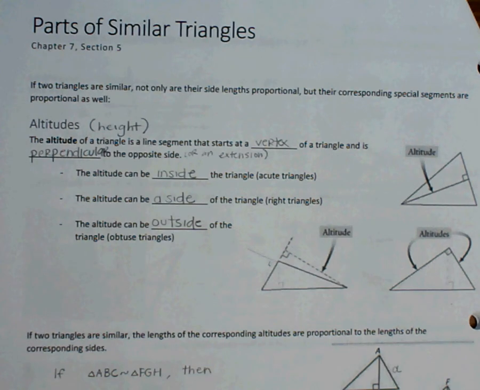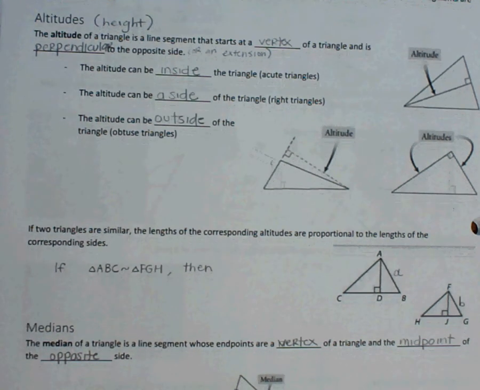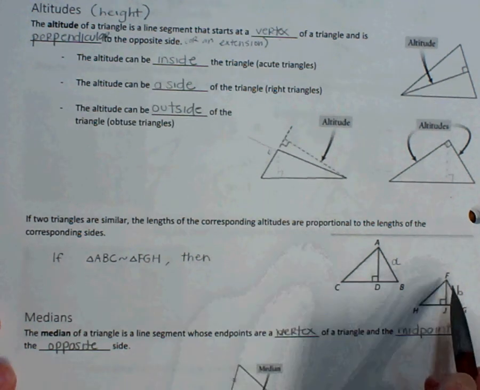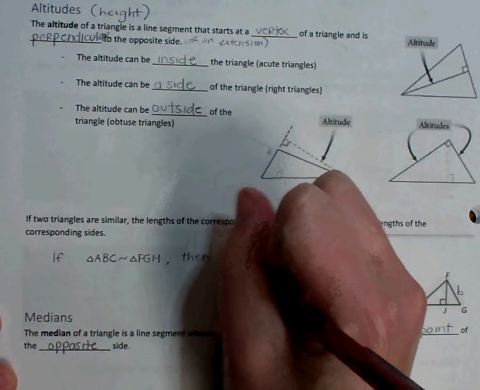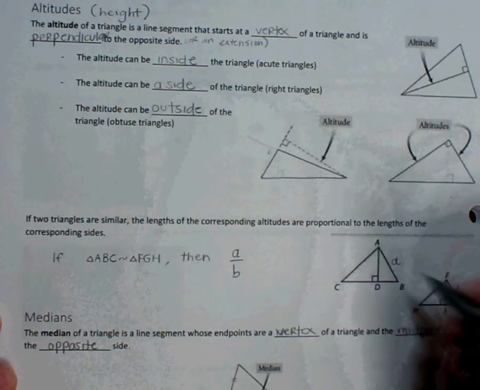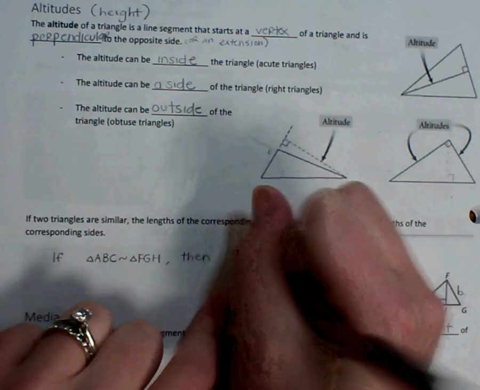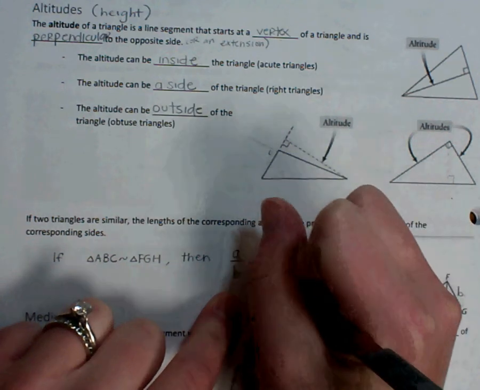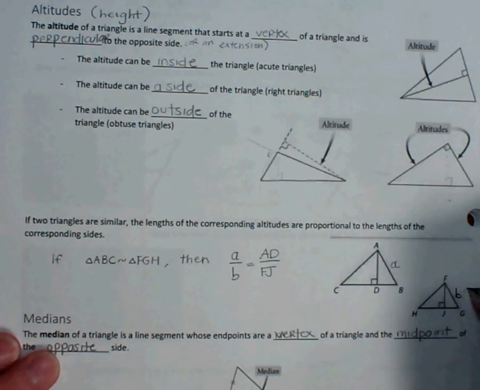If two triangles are similar, then the lengths of the corresponding altitudes are proportional to the lengths of the corresponding sides. So here we've got triangle ABC similar to triangle FGH. We'll say the side lengths are in the ratio of A to B. Whatever that side length ratio is, the altitudes are going to be proportional as well. So we say A to B is going to equal AD to FJ.